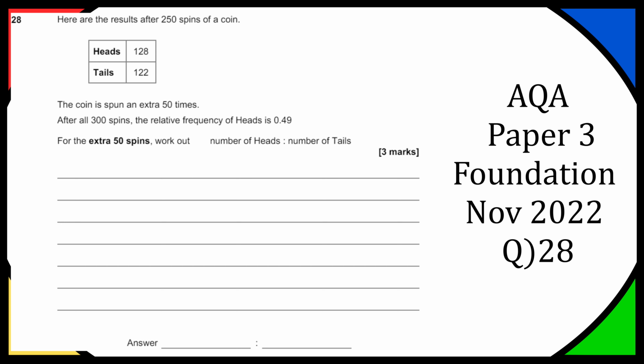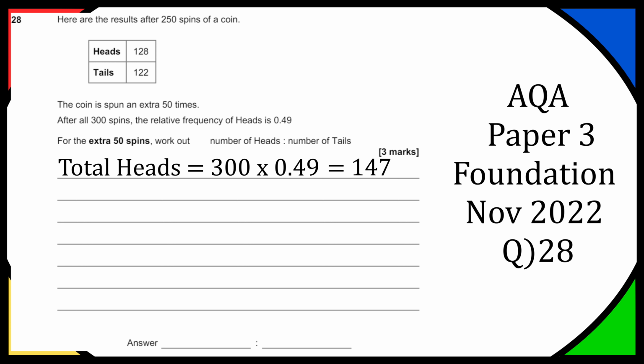So we showed the amount of heads and tails in that top box. That's for the first 250 spins. We have 128 heads and 122 tails. And we're also told the total amount after the 300 in some sense because we're told the relative frequency. So if there were 300 spins and the relative frequency of heads is 0.49, let's times 300 by 0.49 and that will give us the total amount of heads. So total heads is equal to 300 times 0.49 and that's going to be equal to 147.